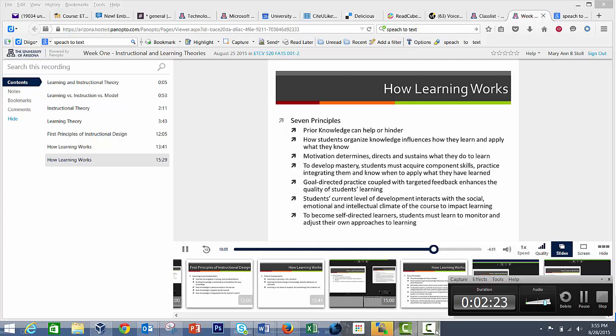Okay, number four. To develop mastery, students must acquire component skills, practice integrating them, and know when to apply what they've learned. So students must develop not only the component skills and knowledge necessary to perform complex tasks, but they must also practice combining and integrating them to develop greater fluency. Finally, students must learn when and how to apply the skills and knowledge they learn. As instructors, it is important that we develop conscious awareness of these elements of mastery so that we can help our students to learn more effectively.